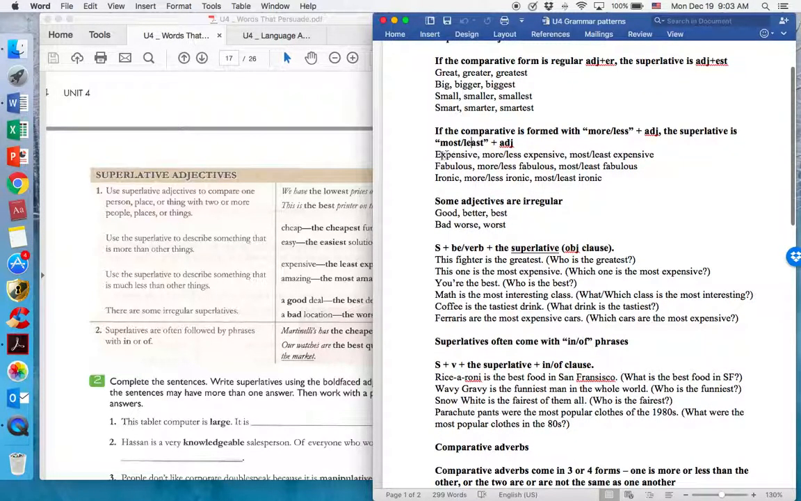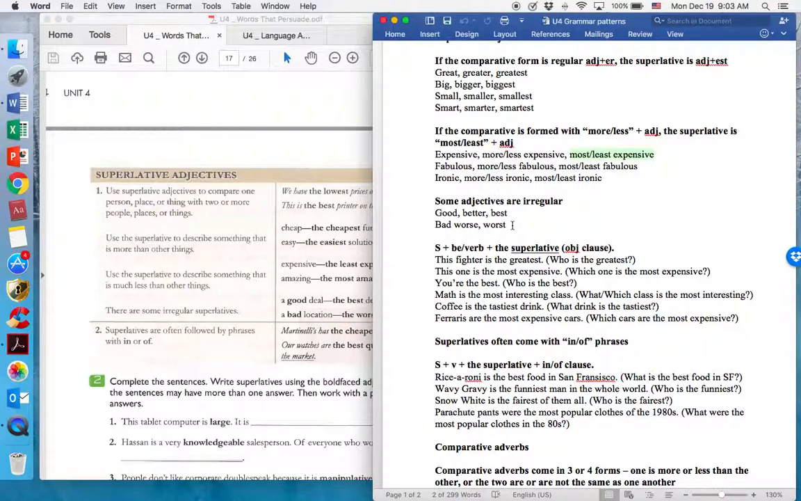And some of them are more than two syllables, in which case we have to add more or less for the comparative and then most and least for the superlative. So expensive, more or less expensive, and then the most expensive or the least expensive. Fabulous, more or less fabulous. The most fabulous or the least fabulous. Ironic, more or less ironic. The most or the least ironic.